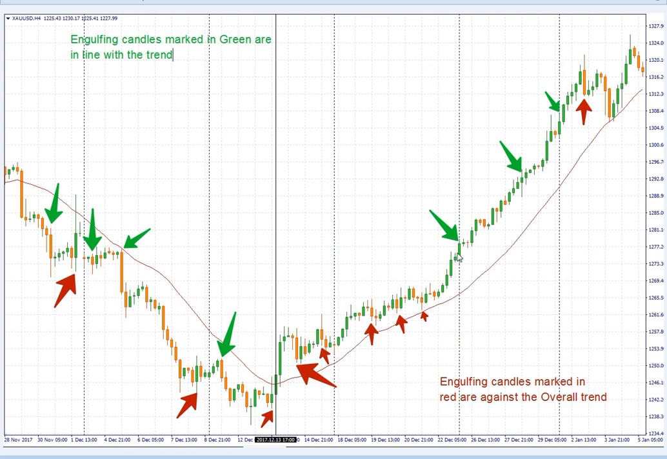Then we can see engulfing candles pointing upwards. As long as an engulfing candle points upwards, we're supposed to be looking for buy positions. If it is pointing downwards, we're supposed to be looking for sell positions. So that was the first rule.